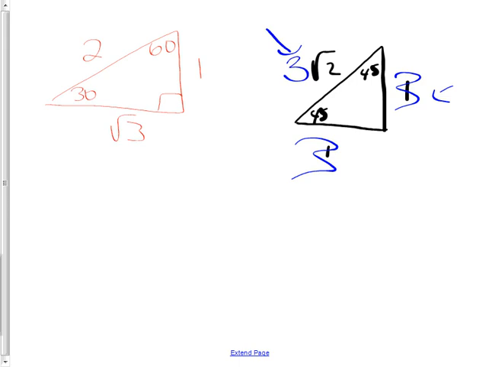3 times the square root of 2. You just times everything by 3. And 3 times the square root of 2 is not the square root of 6. That would be if you had the square root of 3 times the square root of 2. That would be the square root of 6. But do you get how I just multiplied everything by 3?